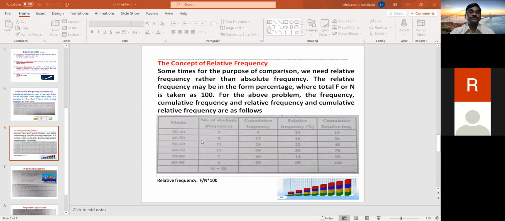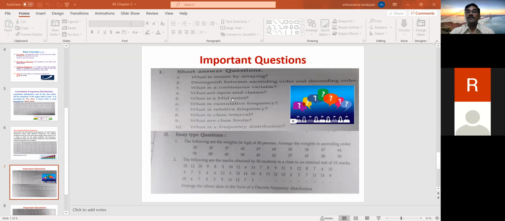Next, you have some important questions. Already we are running out of time. Anytime the class may be wound up because Zoom has given the warning. Now, I am giving important questions, because it is the last chapter of the first unit. That is why I have given you the important questions also. So here 10 questions are given, short note questions, and the essay questions are also given.